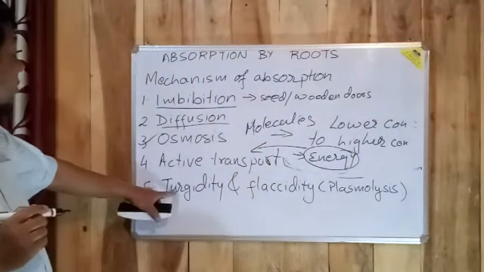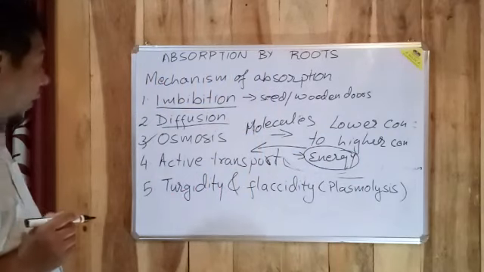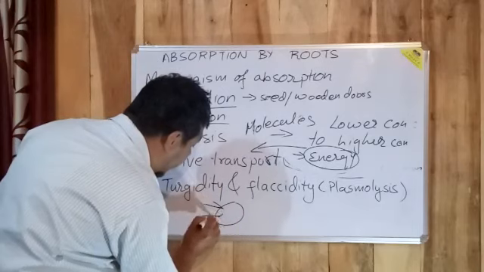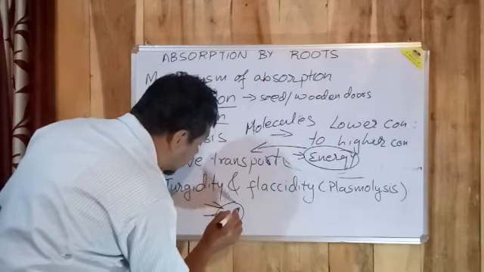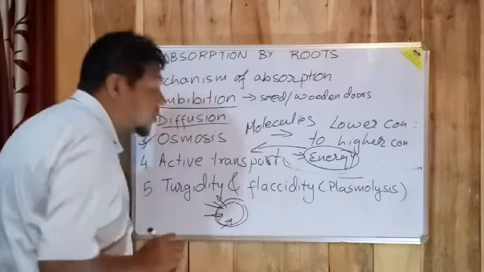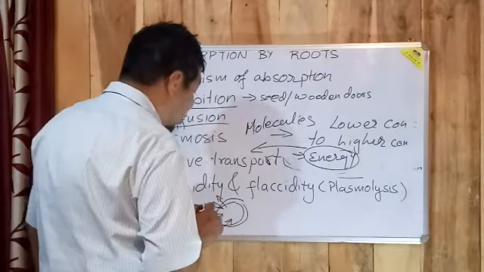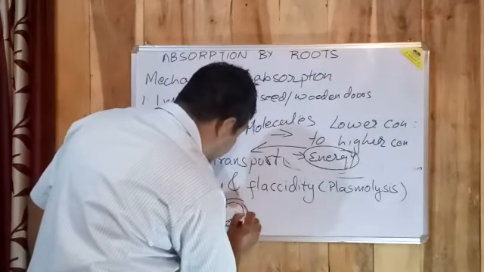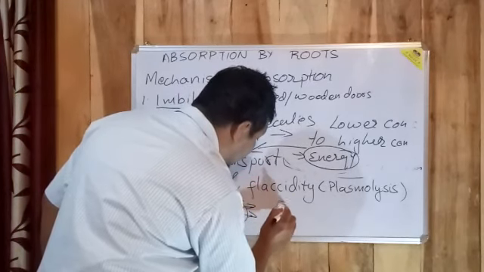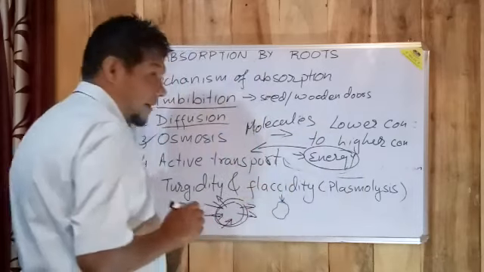Now we will try to understand, at the end, what is turgidity and flaccidity. When a small cell absorbs plenty of water, what happens? It swells up. That state is known as a turgid state. Then again, if that cell loses water, it gives out water and it shrinks. Then it is called a flaccid state.